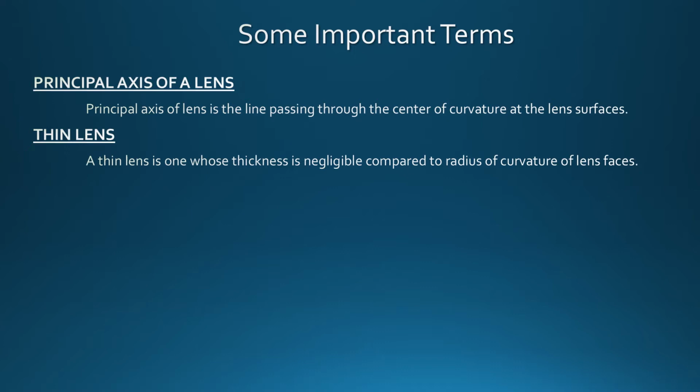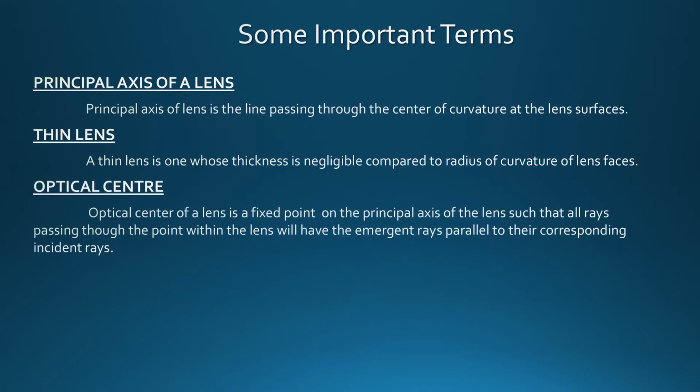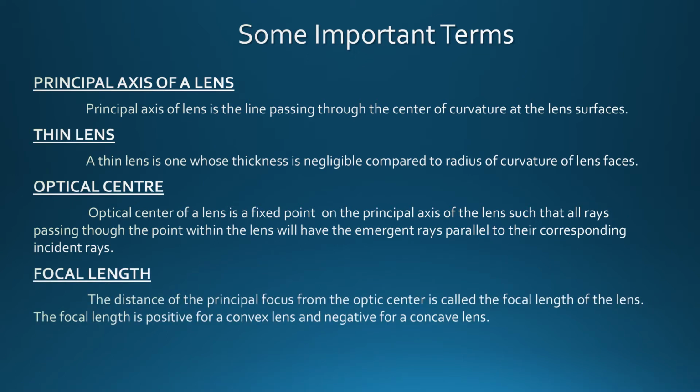The next is optical center. The optical center of a lens is a fixed point on the principal axis of the lens such that all rays passing through the point within the lens will have the emergent rays parallel to their corresponding incident rays. The next is focal length. The distance of the principal focus from the optical center is called the focal length of the lens. The focal length is positive for a convex lens and negative for a concave lens.